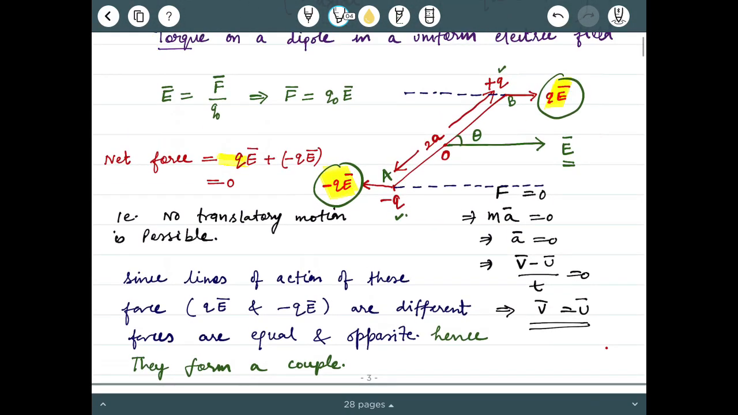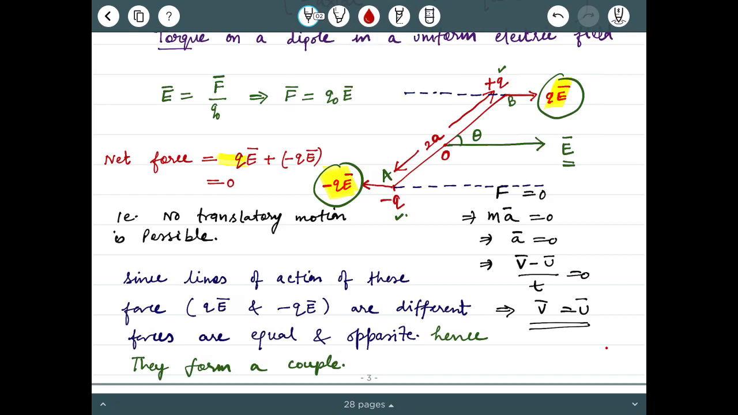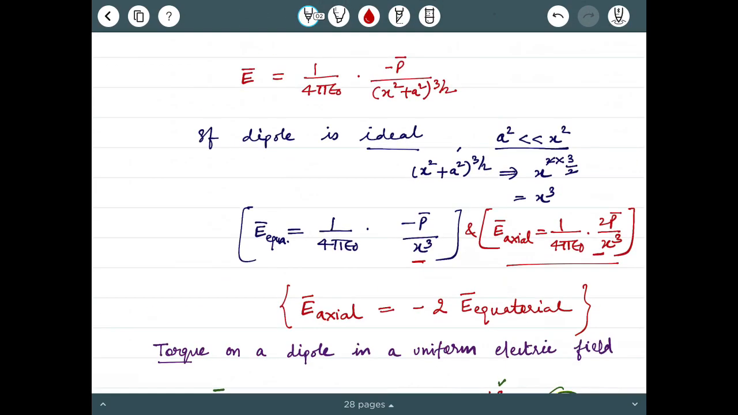Let's go back to the diagram. Draw a line for the perpendicular distance. This is a line of action, this is a line of action. This will be the perpendicular distance. Let us say this point is B and this point is C. So BC is the perpendicular distance. See the diagram. If this angle is theta, this will also be theta. So for this angle theta, BC is perpendicular.